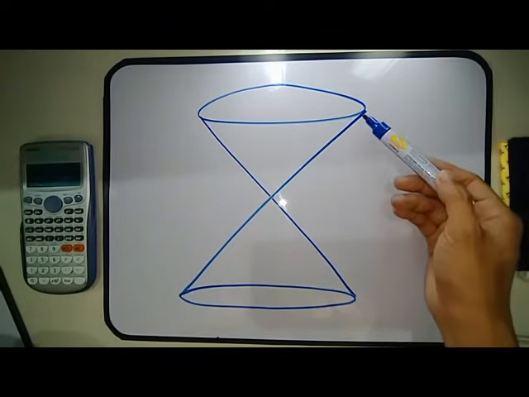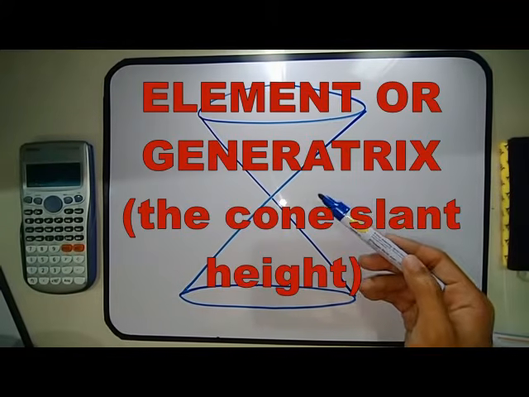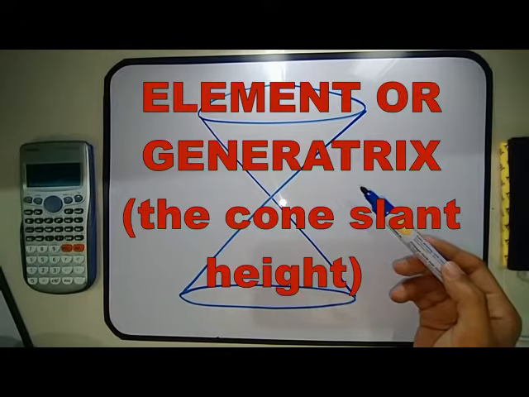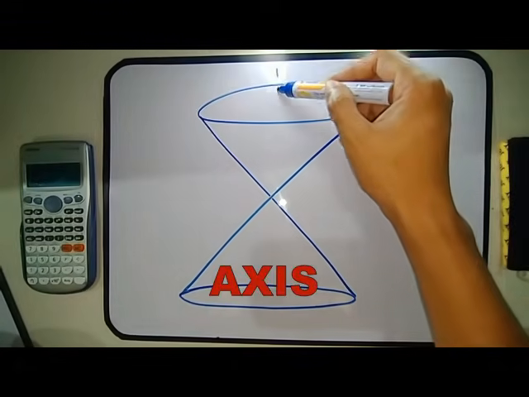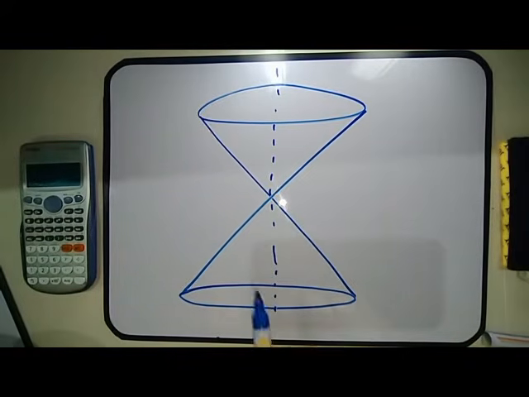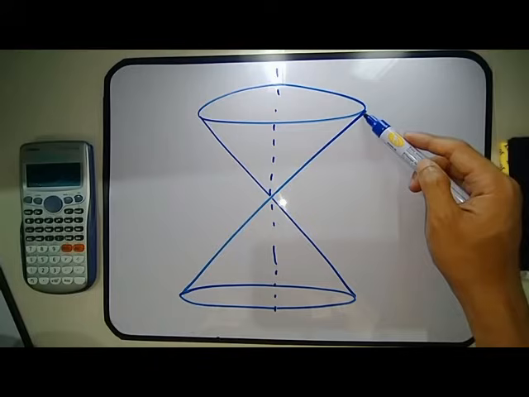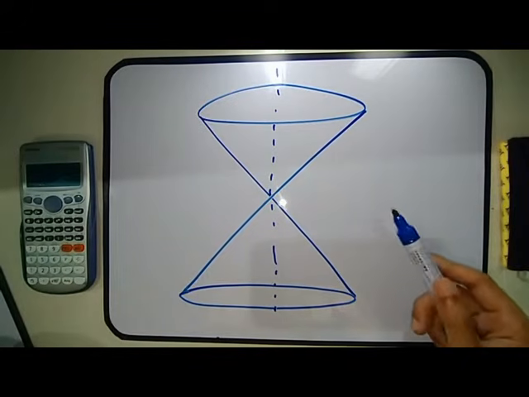Then, this lateral height is what you call the element or generatrix. Then, yung last part ng cone natin is yung axis. Ito yung axis, yung vertical. And then, yung slant height niya is what you call the generatrix or the element.